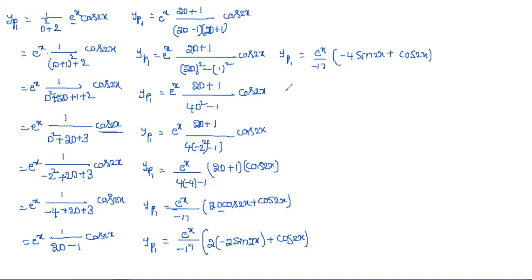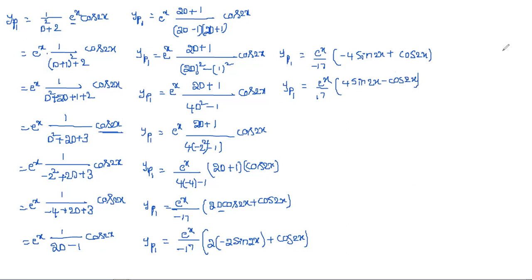If you want, you can multiply this minus 17 inside the term too. Then e power x by 17 into minus plus 4 sin 2x minus cos 2x. This is yp1. Now we need to go for yp2.